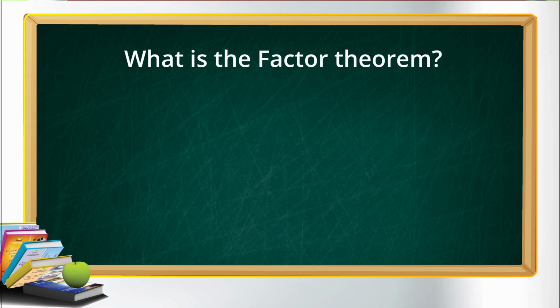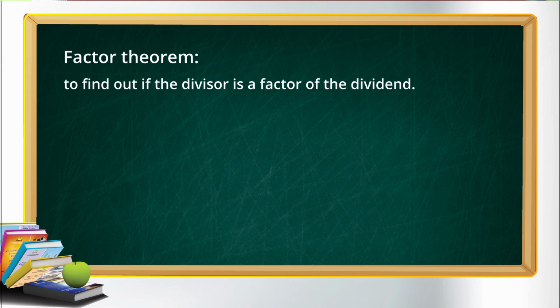Firstly, some basics. Remember that a factor of a number is a number which divides into it exactly without leaving a remainder. The factors of 12 are 1, 2, 3, 4, 6, and 12. A factor of a polynomial is an expression which divides into the polynomial exactly without leaving a remainder.